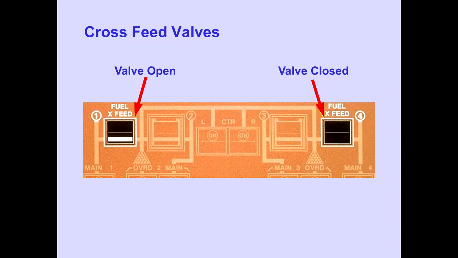Now let's look at how to crossfeed fuel. Let's first discuss crossfeed switches 1 and 4. With the switch in the on position, the valve is open. With the switch in the off position, the valve is closed.